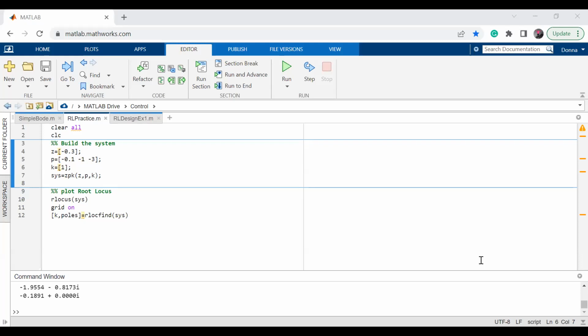Is it possible, like your gain margin and phase margin? Yes, yes, you don't want them. If it is unstable, yes.